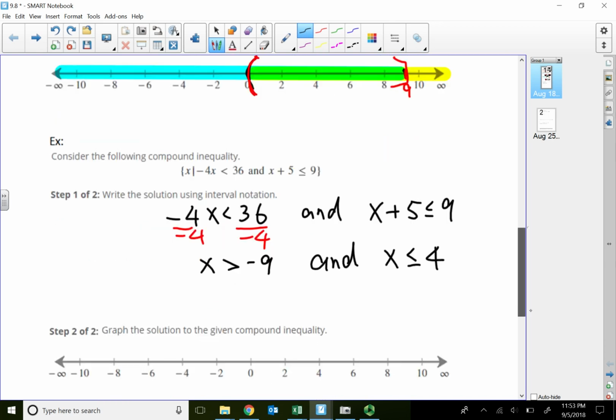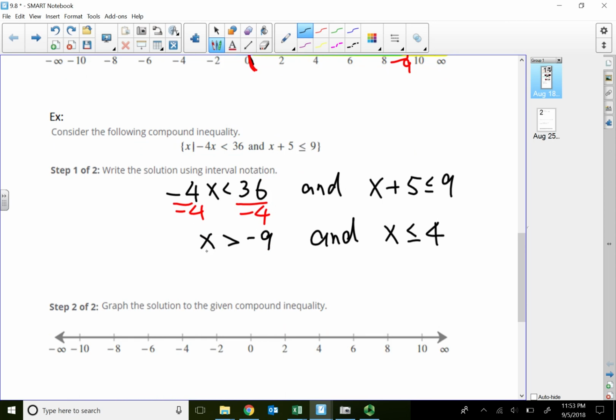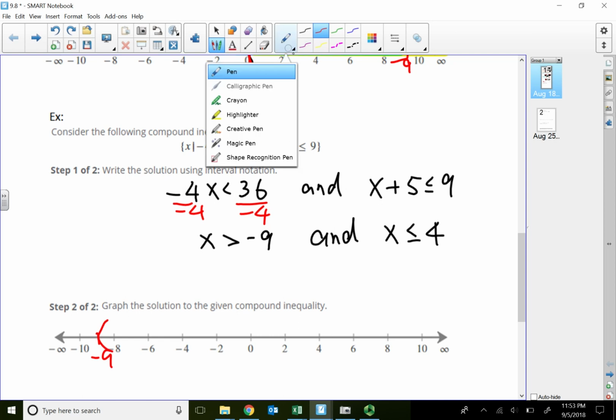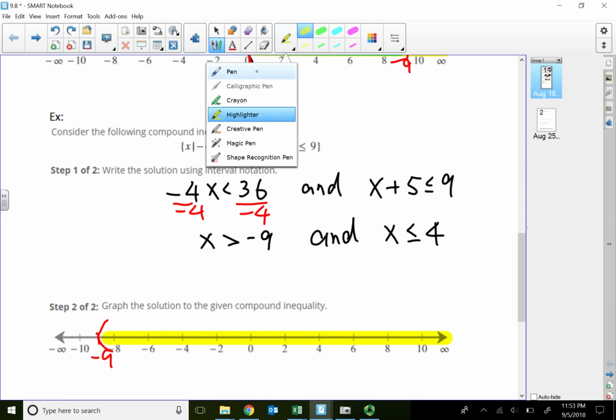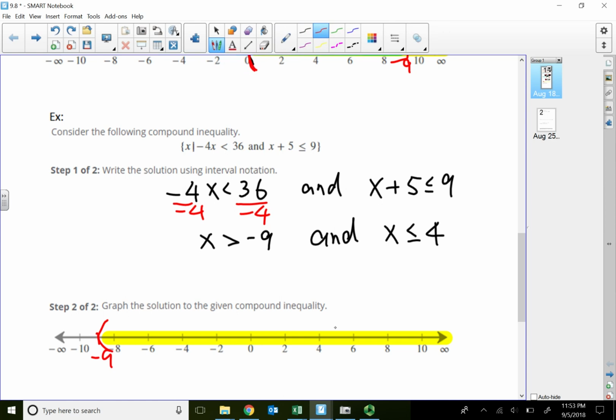All right, so I'm looking for answers that are bigger than negative 9. So that will be from negative 9, using parentheses, everything to the right. Let's use yellow. And my answer also needs to be less than or equal to 4. So that will be at 4 going to the left. I'm going to use blue. So less than or equal to 4 is from 4 going on to the left.